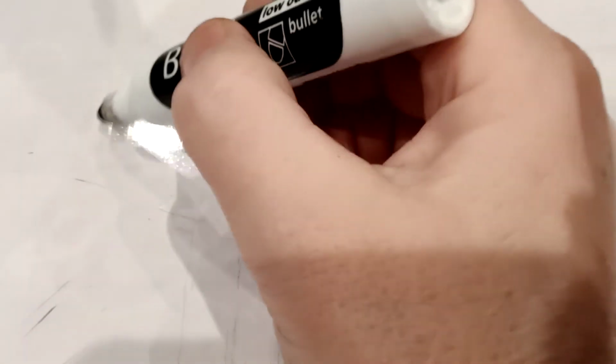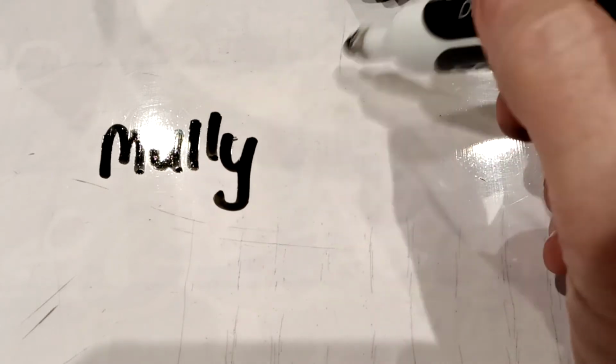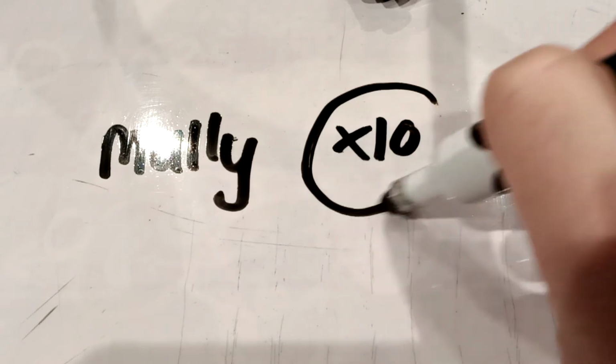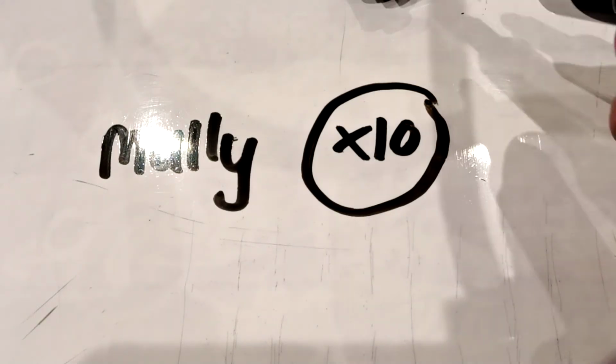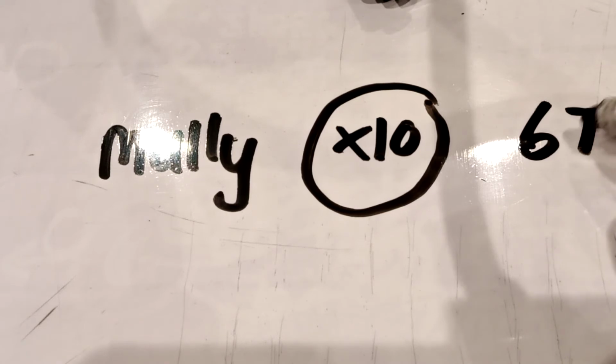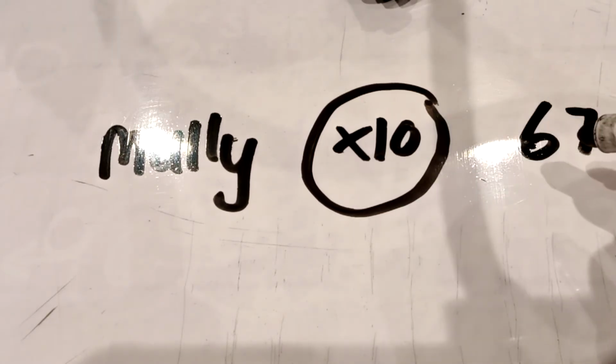Right, next we're going to be looking at, what comes next? Oh, it's a Mully question. It says, Mully is hiding behind the biggest multiple of 10. So I know I've got to count in tens, without going past 67. So Mully's hiding behind a multiple of 10 without going past 67.